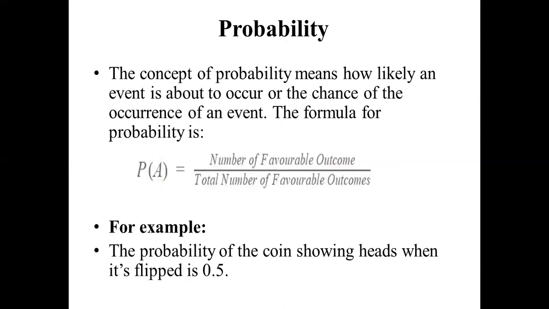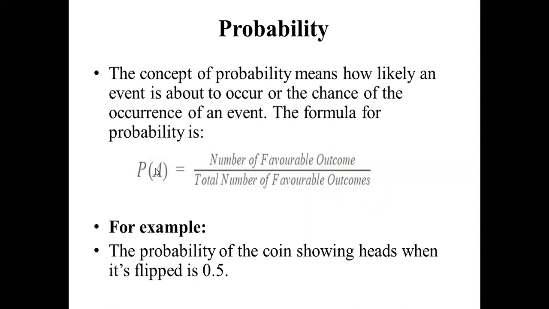So first, what is meant by a probability? Probability means how likely the event might occur. Okay. So the concept of probability means how likely an event is about to occur, or chance of occurrence of an event. So this can be given by a formula, that is P of A. It means the probability of happening of an event. Each event we can name in terms of A, B, C, or E, F, G, etc. In any of the letters, we can name this event.